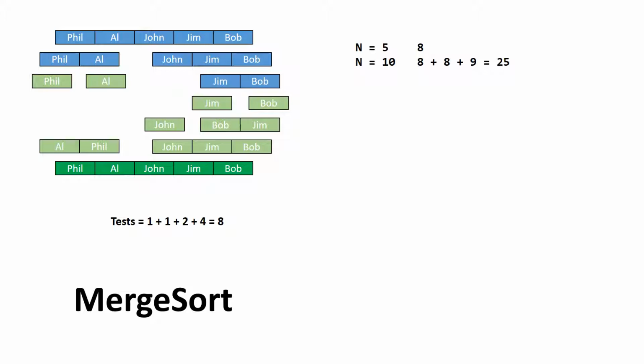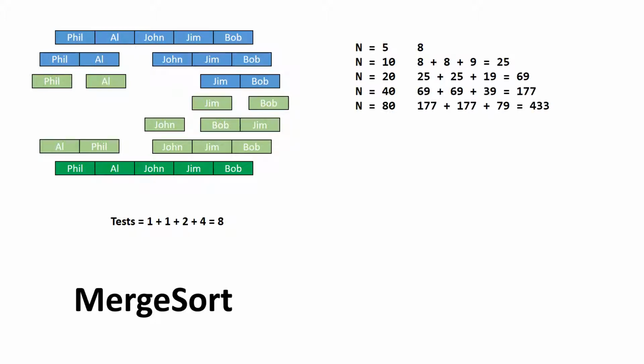If you think about it for a minute, if we doubled the size of that list to 10, well, what's the first thing we'd do? We'd split it into 2 sublists of 5, each of which would take 8 tests, and then to merge them into our final list of 10 would take 9 tests for a total of 25. Continue that process of doubling and you'll see that the numbers do get a little bit bigger. By the time we've gotten to 80 items in the list, it's going to take us about 433 tests.